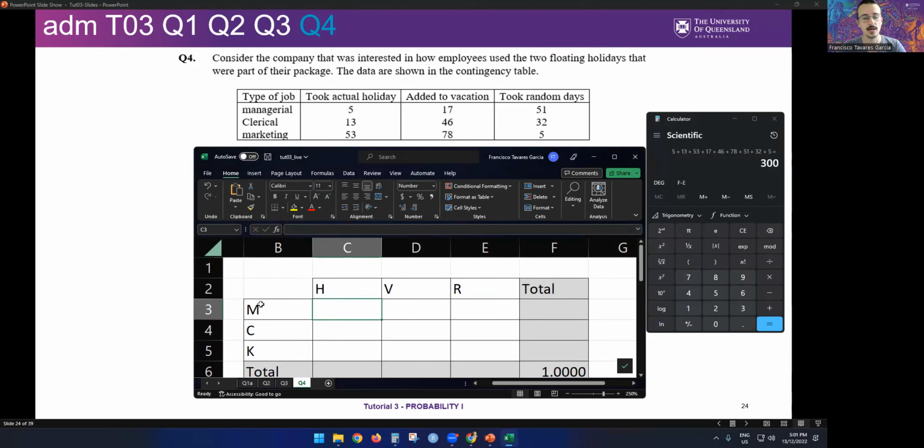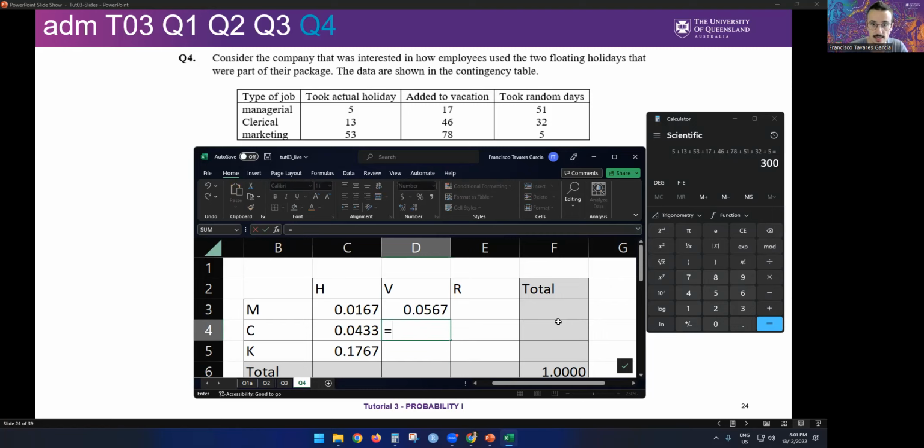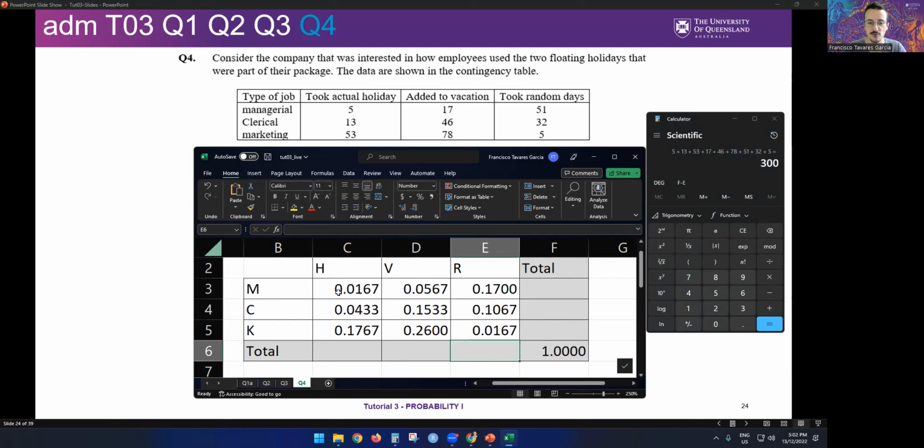So first one, I just put a single letter to make it look a little bit better. So managerial position, took H, actual holiday. We have 5. So I'll put in Excel equals 5 divided by 300. And I'll do the same for all the other values. Equals 53 divided by 300. Equals 17 divided by 300. Equals 46 divided by 300. And equals 78 divided by 300. Let's go to the next one, the ones that took random days. 51 divided by 300, equals 32 divided by 300, and equals 5 divided by 300. Amazing. If I add all of them, let's see how much it adds to. Well, 1.0000. Excellent. So these are the numbers we have.